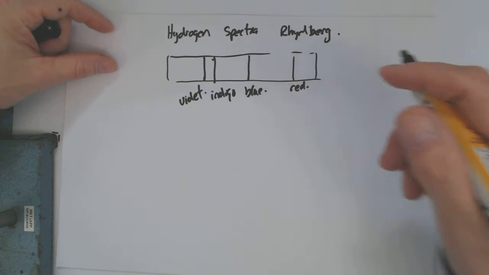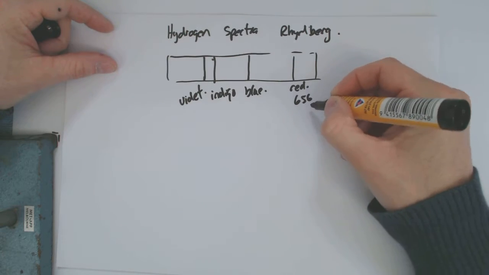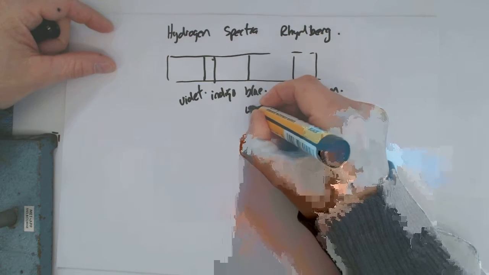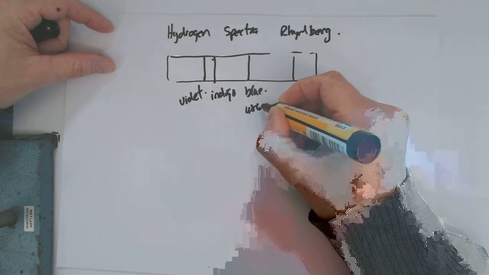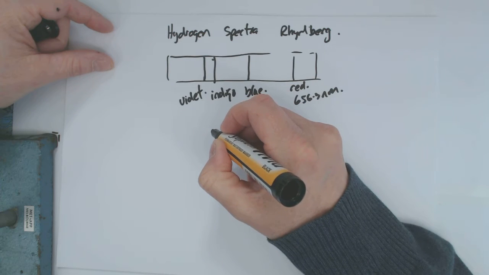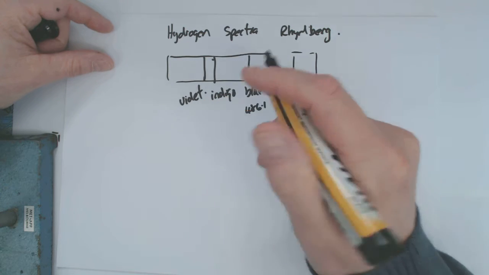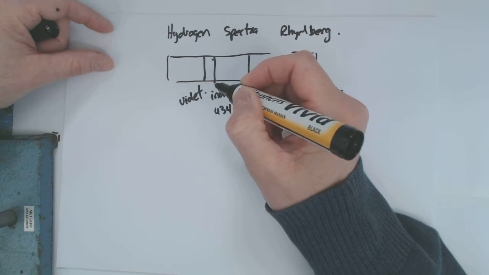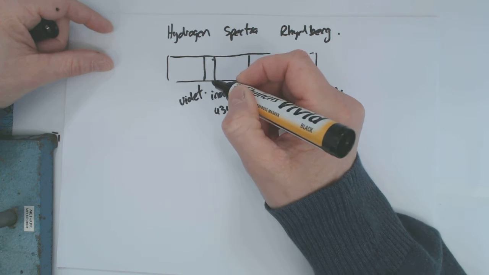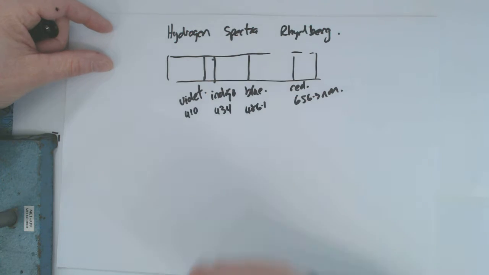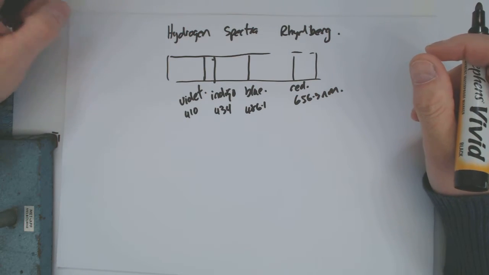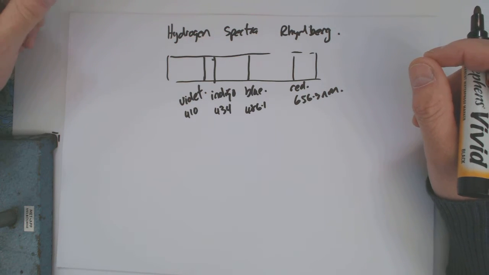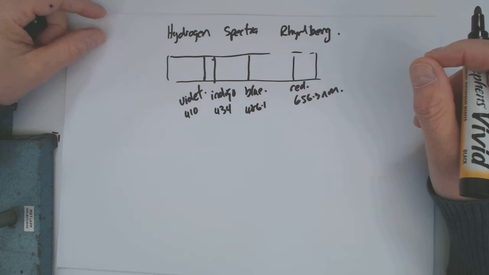We know that this red is around about 656.3 nanometers. The blue is around about 486.1, 434 and 410. Something like that. These are all in nanometers. It makes sense. Around about 400 for the blues, 600 for the reds. It's pretty much what we're used to.